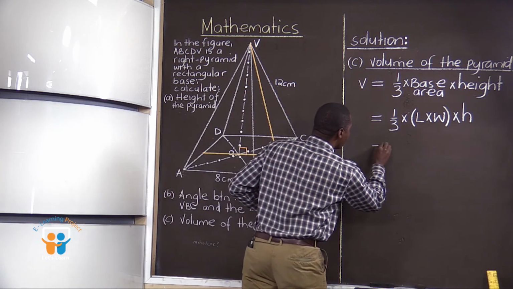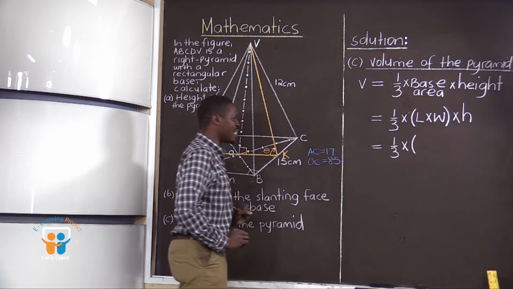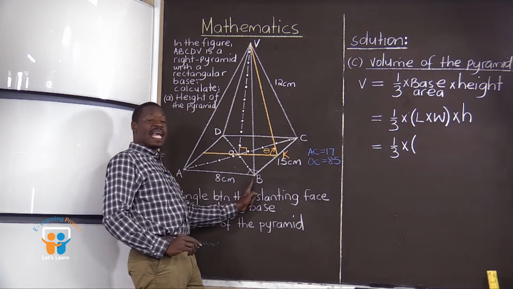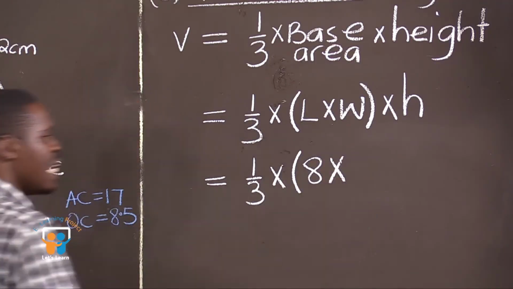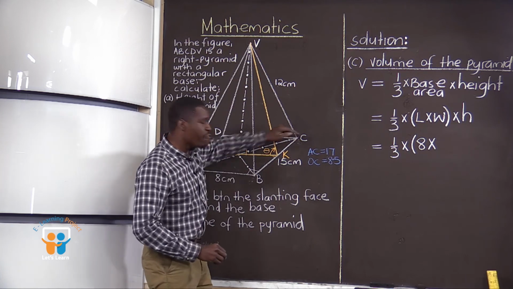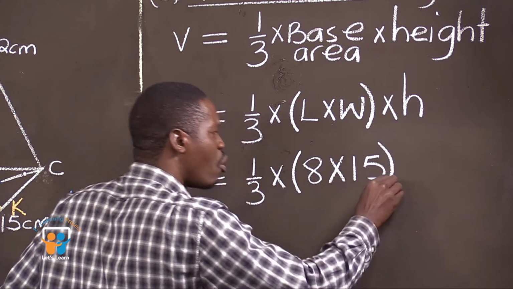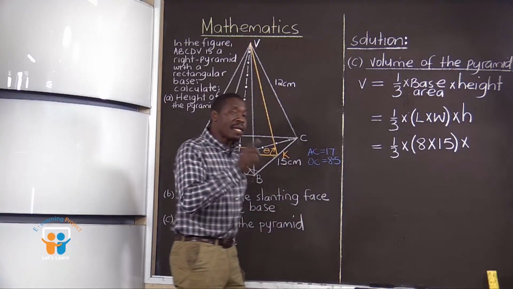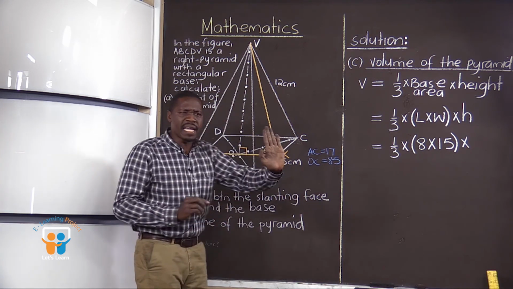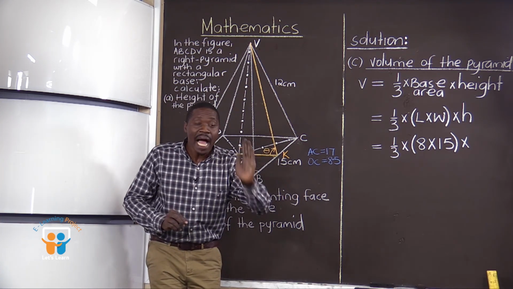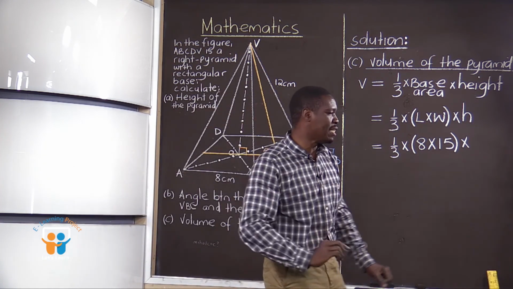Volume will equal a third, Mr. Examiner, sir, times our length, which is 8 centimeters. So we shall have 8 times the width. Our width is 15. So we have our 15. Please make sure that your substitution is correct. Times the height. Remember, we got our perpendicular height. What was our perpendicular height? Can someone remind us? I don't remember the perpendicular height. I know most of you wrote it somewhere, but I told you, should you forget it, get your calculator.